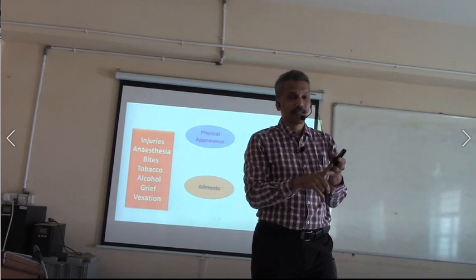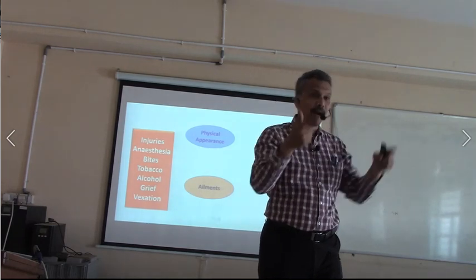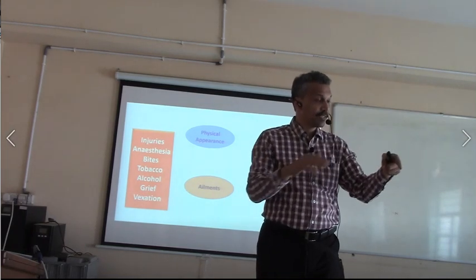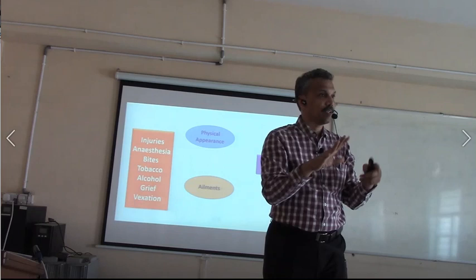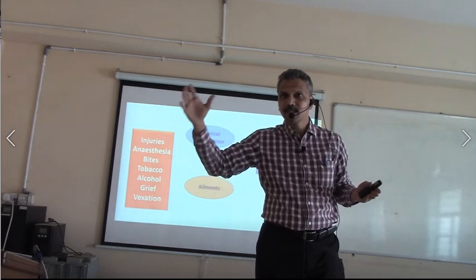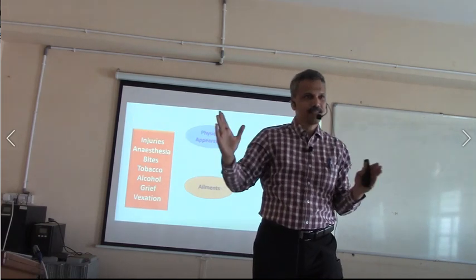So, first thing is where. And second thing is what is the character? Under character, is it scanty? Is it profuse? Is it dark? Is it bright red? All those things will come. And is the hemorrhage associated with some other complaints? Are you getting this? Yes.